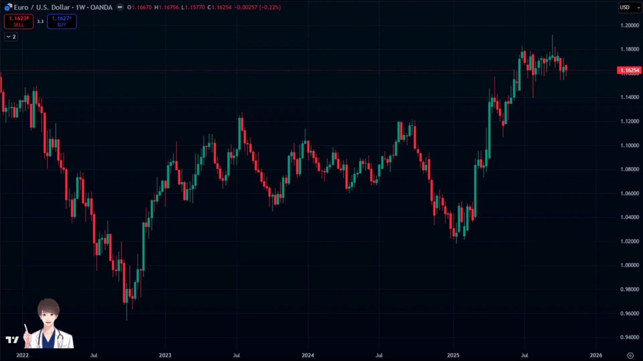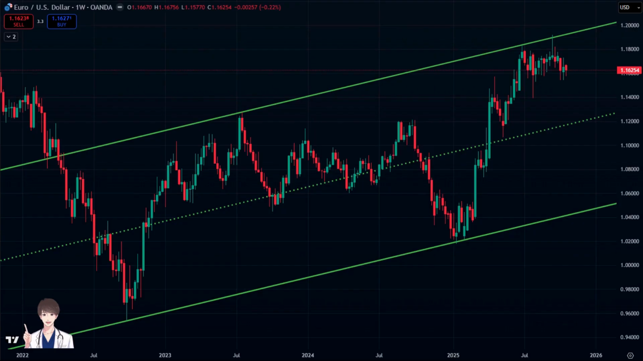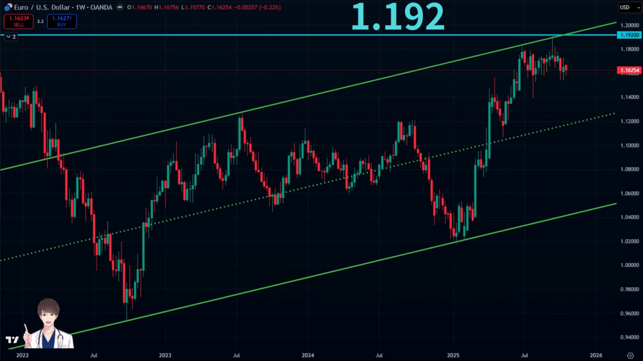Here is the weekly chart of EURUSD. Here, price can be seen within an ascending channel on this time frame. The pair touched the upper boundary of this channel twice, once in July and again in September 2025, and has since been consolidating. If price breaks above the September high near 1.192, it could push through the top of the channel and head toward the 1.22 to 1.25 zone, the area we've marked as a key target on the monthly chart.